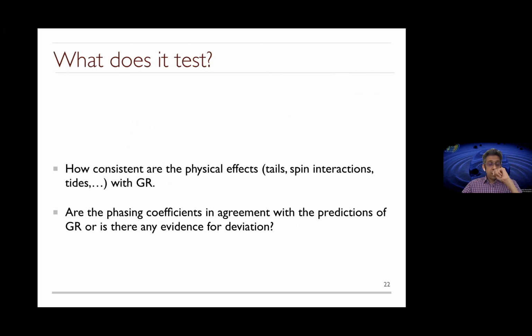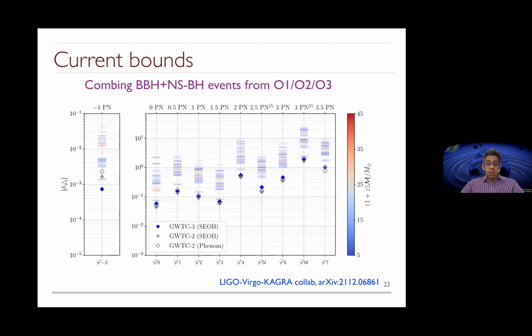Okay, so let's see what it tests. As I said, it tests for how consistent the physical effects are in GR versus a modified theory of gravity, or in other words, in general, the phasing coefficients. Is there a consistency of the phasing coefficients with the predictions of GR, or is there any hint of deviation?